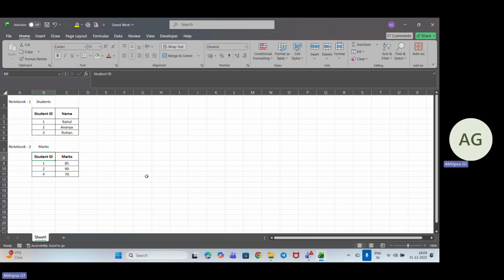Now, this is all about the basic details that you need to understand about joins. Now we'll come down to join types. What are the main types of join?